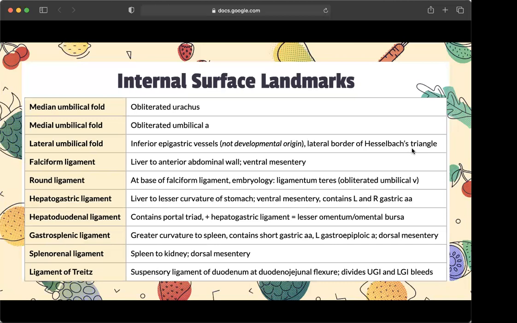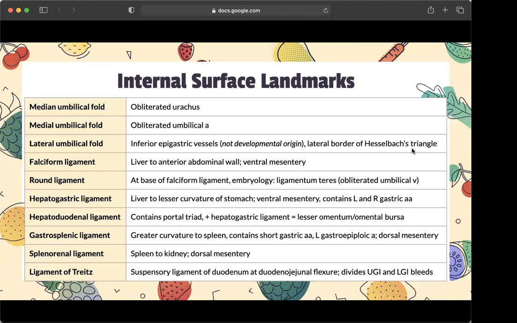So we've summed this up in a table here. Like I touched on a little bit before, you want to know about the umbilical folds. The median and medial ones are related to their developmental origins. The median one, think about it, you've just got one in the middle, so it's not going to be a paired set of arteries.